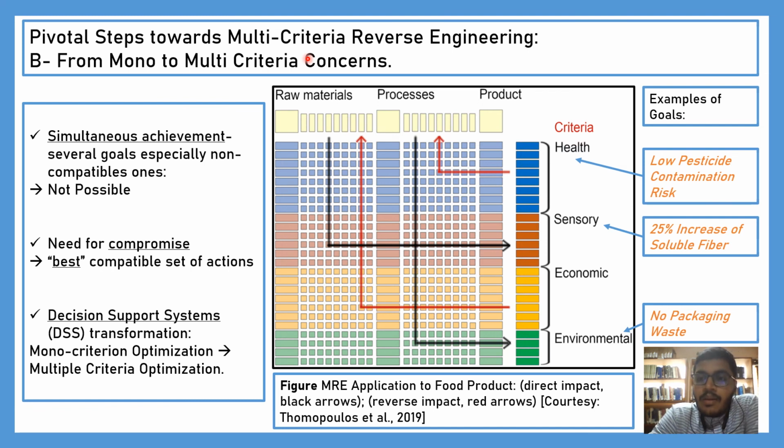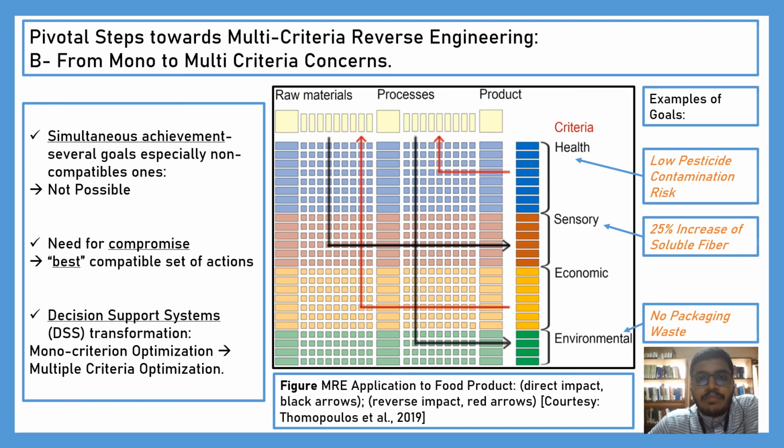So these are the various criteria to be considered by companies while designing their products and processes. That is done by setting a goal. Like I said, the entire concept of multi-criteria reverse engineering is based on setting targets and then accomplishing them by coming backwards. For example, if a company targets low pesticide contamination risk, which is a health criterion, then they will track where exactly the pesticide contaminations are coming in. They will make their processes in such a way that it removes a lot of the pesticides, and that is how that process can be designed.